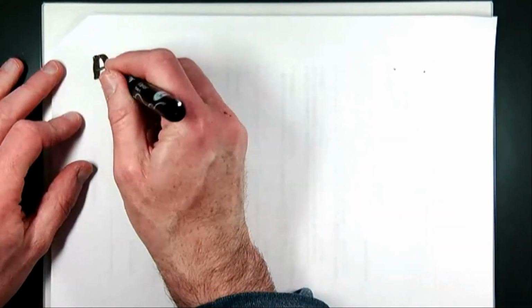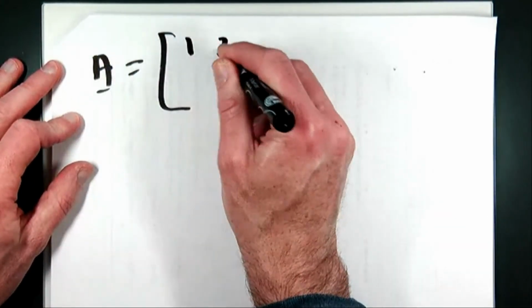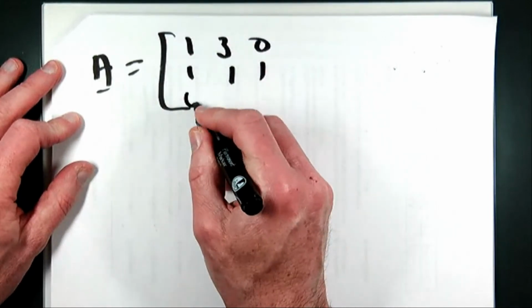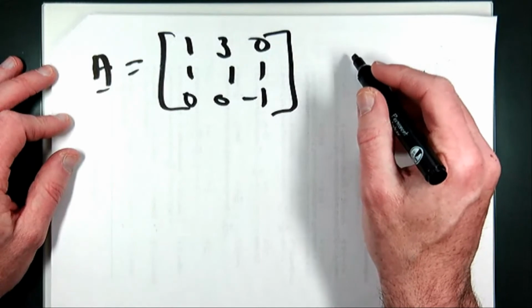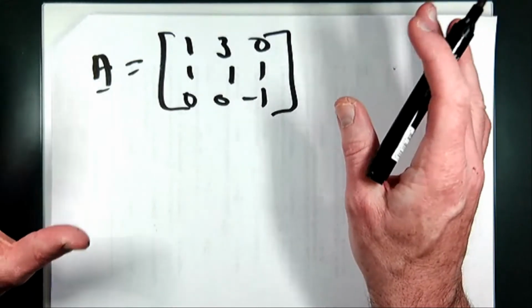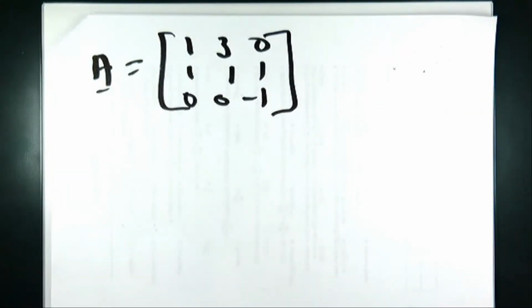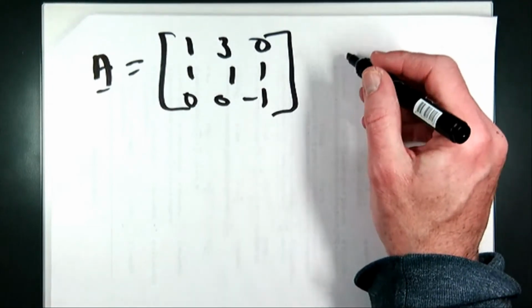So let me set A equal to 1, 3, 0, 1, 1, 1, and then 0, 0, minus 1. Now usually when you're talking about a vector matrix, which is either a column or a row, you use lowercase letters. You don't have to, but I'm going to use that as the convention.